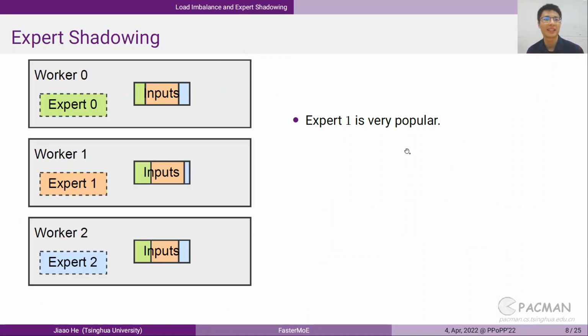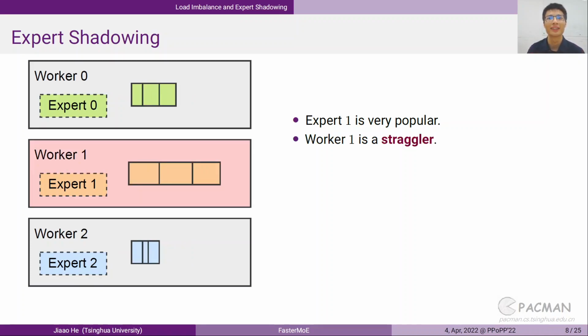We use the example of three workers to illustrate our idea of expert shadowing. In this case, expert 1 is very popular, which means on each worker there are a lot of inputs that desire worker 1's expert 1. So after the all-to-all communication, there are a lot of inputs on worker 1 and expert 1 has to process them all. So worker 1 becomes the straggler and the end-to-end latency is very high.